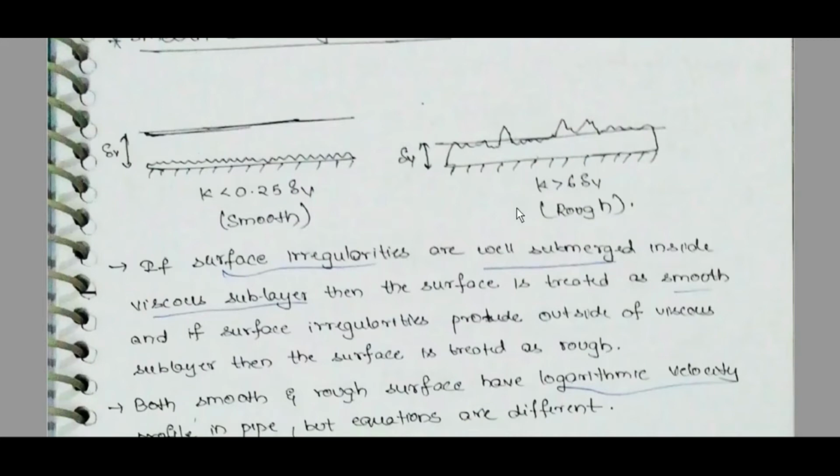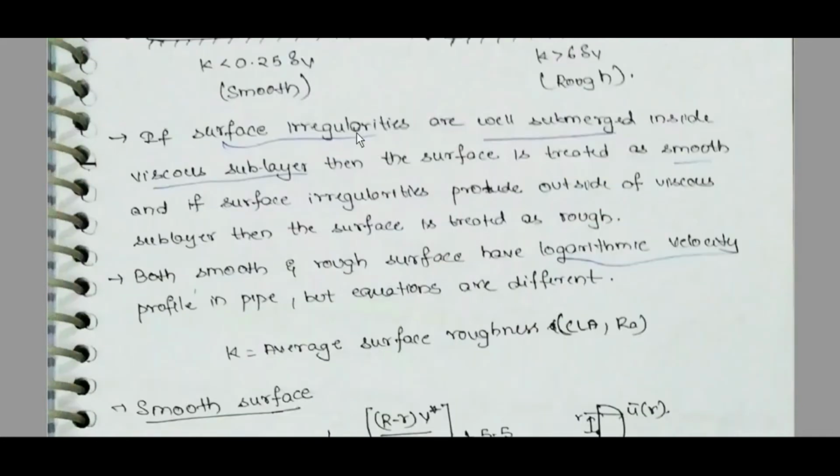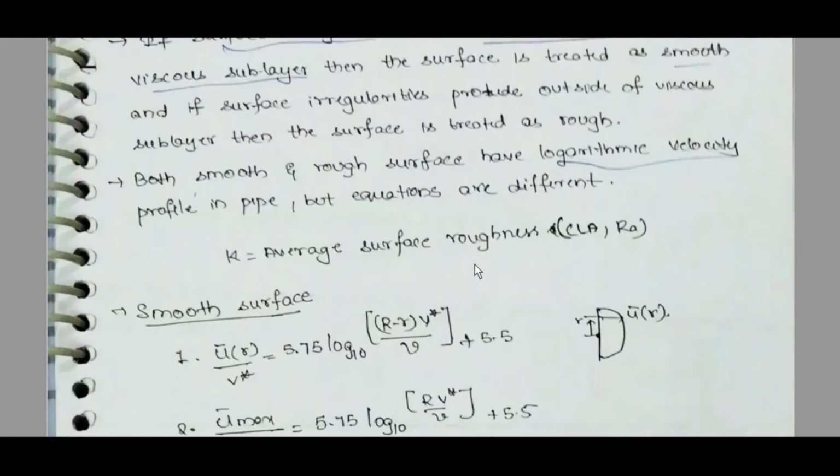6 del V for rough. If surface irregularities are well submerged inside the viscous sublayer, then the surface is treated as smooth, and if surface irregularities protrude outside of the viscous sublayer, then the surface is treated as rough. Both smooth and rough surfaces have a logarithmic velocity profile in a pipe, but the equations are different. K is equal to average surface roughness, CLA or Ra.